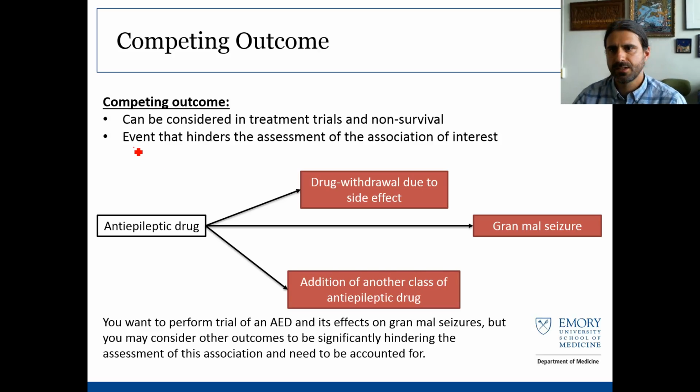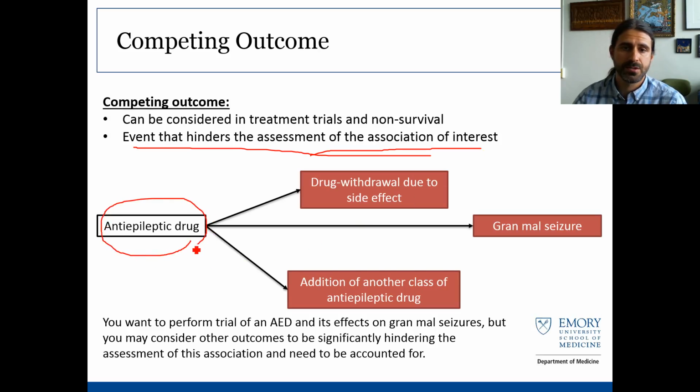Here's an example of where it hinders the assessment of an association of interest. Say I'm looking at an anti-epileptic drug or an anti-seizure drug, and I'm interested in looking at its association with grand mal seizure. Now it becomes difficult to purely study that association if other outcomes occur during the study time. For example, what if there are side effects due to the drug and the drug is withdrawn? It makes it difficult to fully assess that association. That's why I call this hindering the assessment of the association of interest.